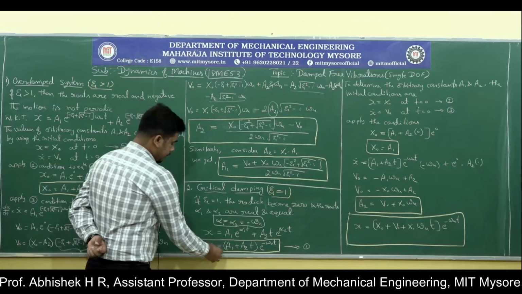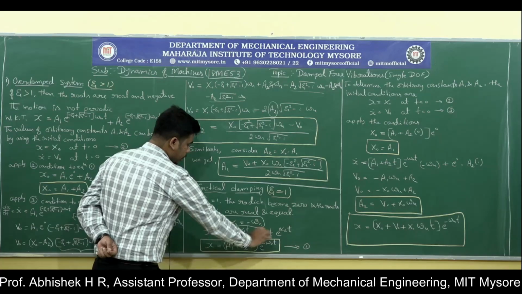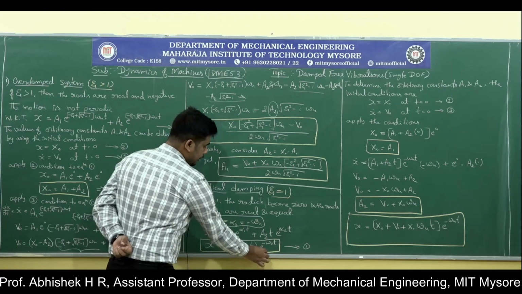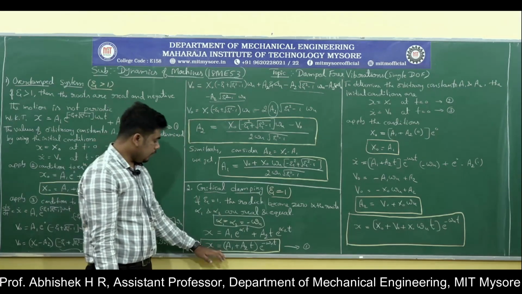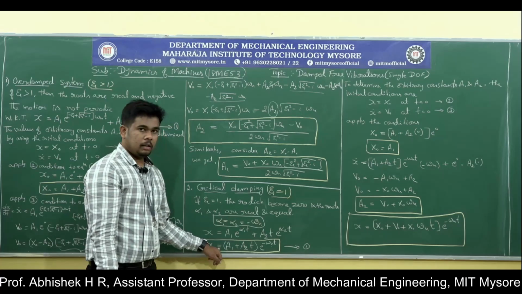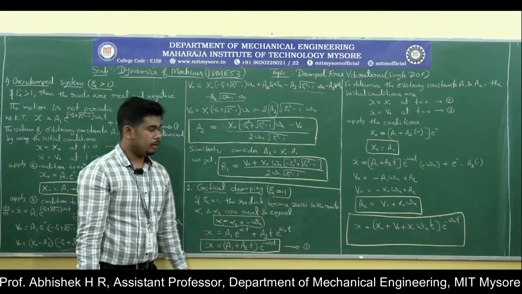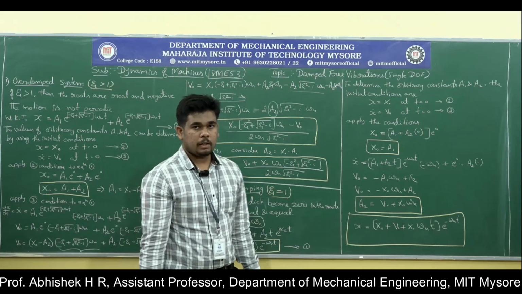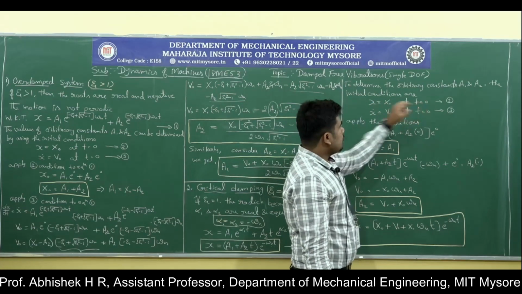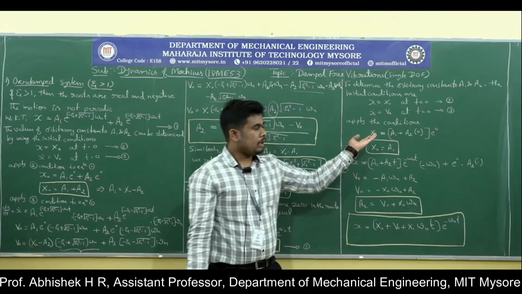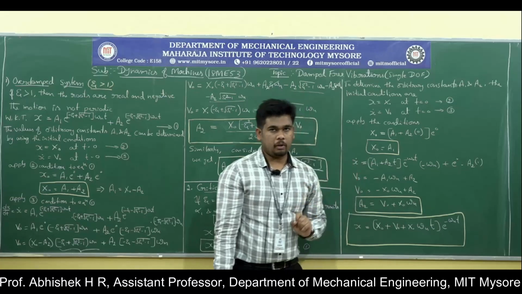So after simplification, we will get x is equal to a1 plus a2 t whole term multiplied with e to the power of minus omega n into t. So this is the expression or the general solution for the critical damping, that is zeta is equal to 1. Now we are going to find out the arbitrary constant values, that is a1 and a2. So determine the arbitrary constants a1 and a2 using the initial conditions as per your previous condition, x is equal to x naught and x dot is equal to v naught.